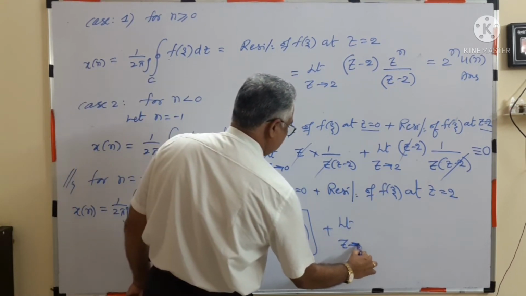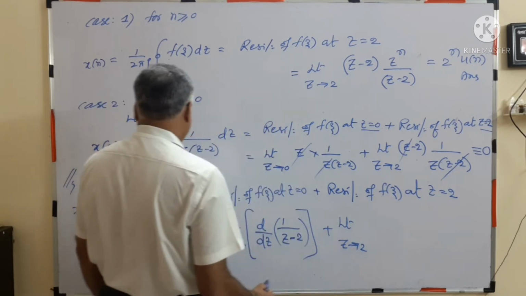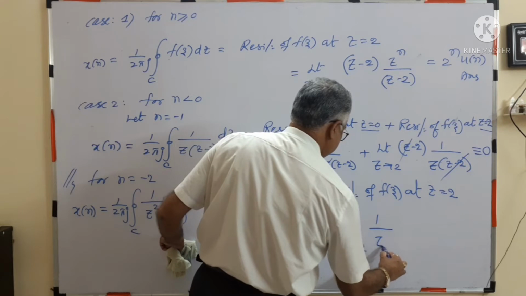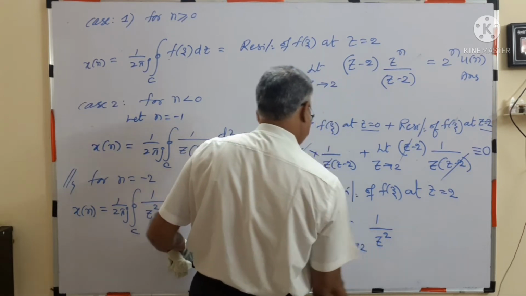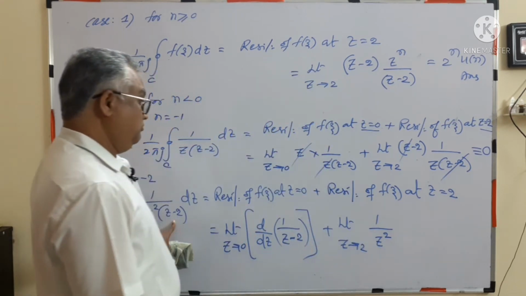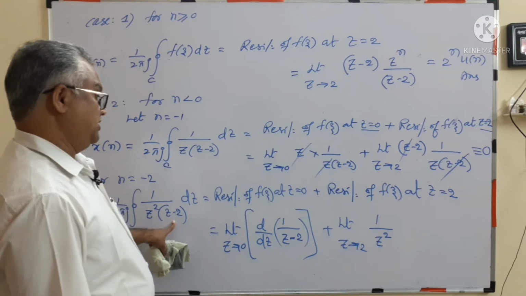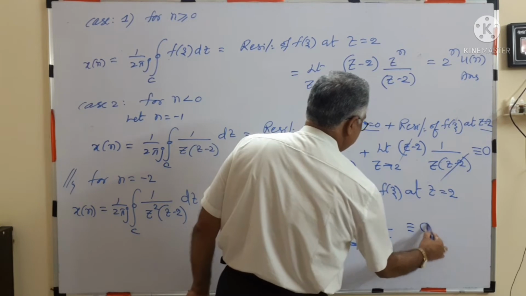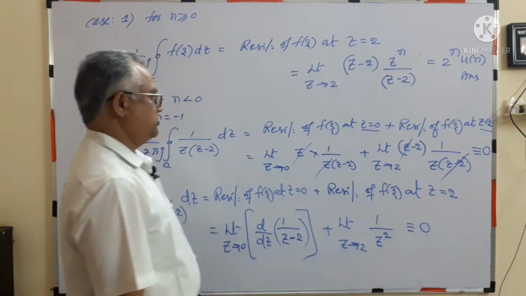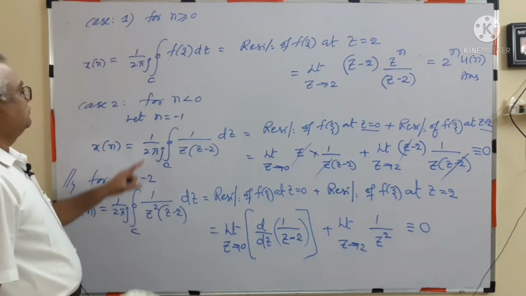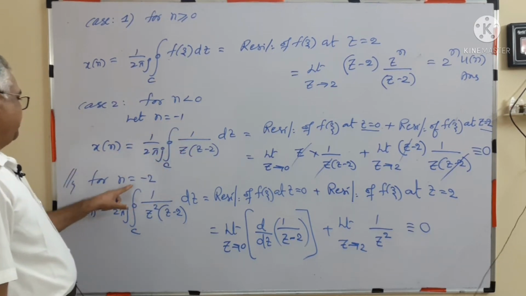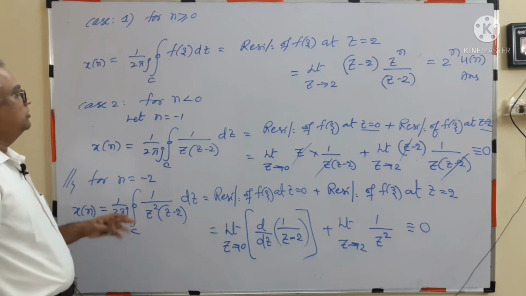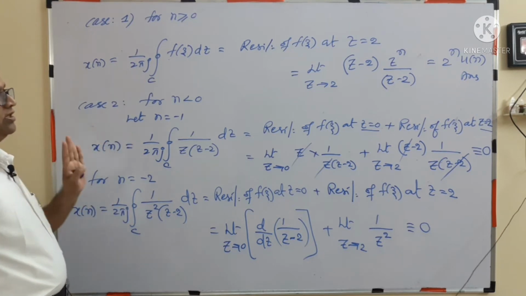Limit z tends to 2, z minus 2 will cancel, 1 by z square. That's all. So simplify this one. Again the answer is 0. So for n equal to minus 1, 0; n equal to minus 2, 0; similarly n equal to minus 3 also 0. So for negative values the answer is 0.